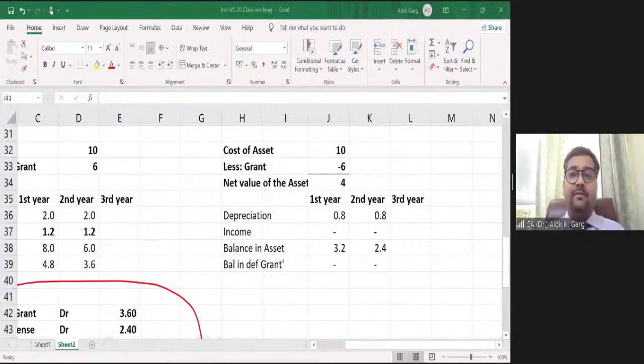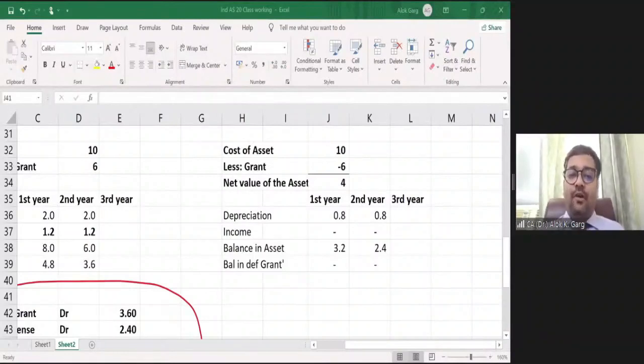What does it mean? Sir, we have not understood. So that is why I am solving this particular case study just to make you understand. So what to do now? If the company is following the net approach and this 6 lakh has to be payable at the end of the third year, then how to apply this?